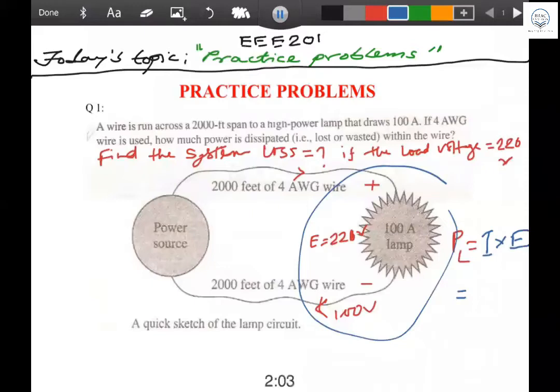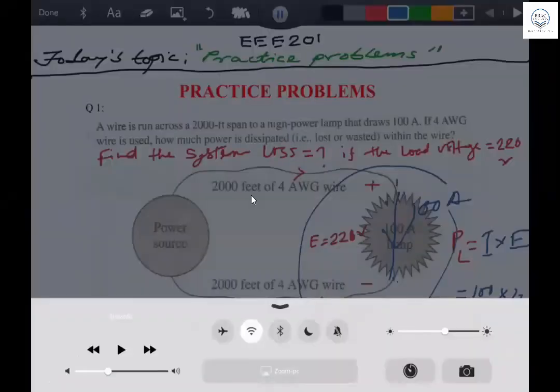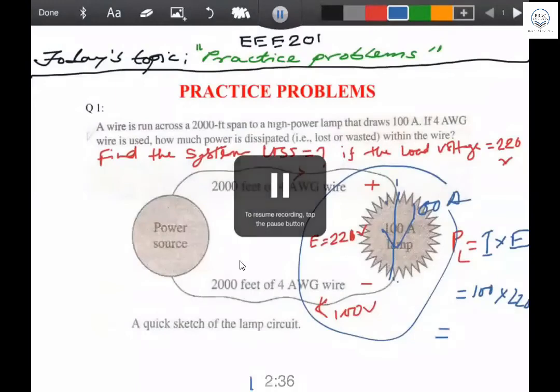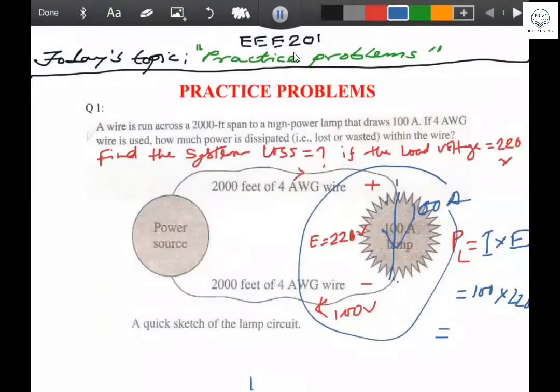And what is the value then? I equals what? 100 ampere. The current flowing through the load is 100 ampere. So 100 ampere times what is the voltage across the load? 220. And if 100 and 220 are multiplied, what does the calculator say? Can you see now? Yes, sir. Okay, good.